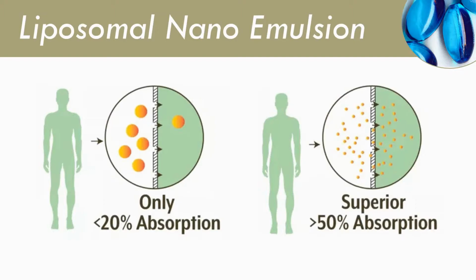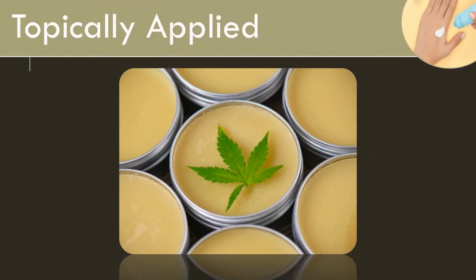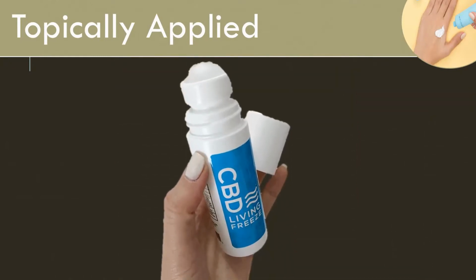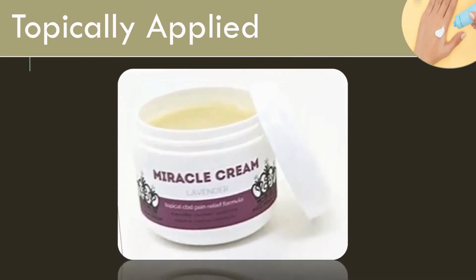Let's look at another category of product, which are topically applied products. Cannabinoids are prepared in various ways for topical application on the epidermis. You may see these in a variety of forms, including creams and lotions, salves, but many of these products have additives to provide additional effects.